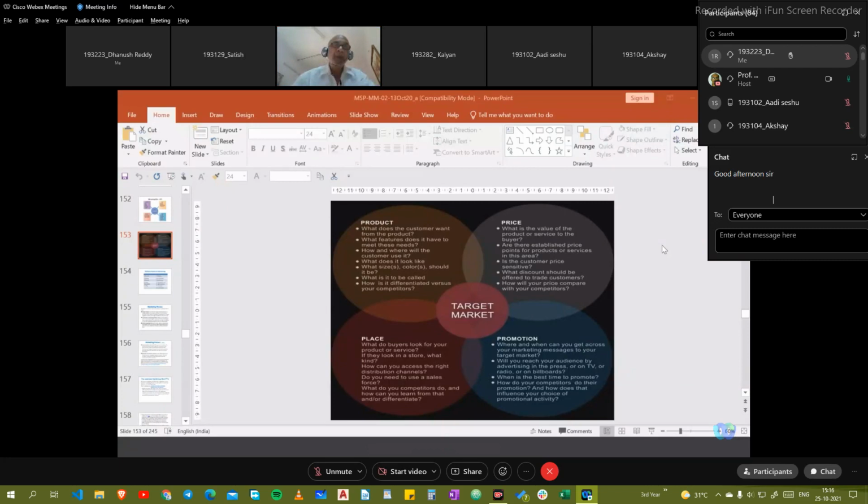Today, I wish to take you through something called the product life cycle. And we have some more tools to discuss at the end of this particular unit. But before we go into those tools, let me make you aware of the product life cycle.